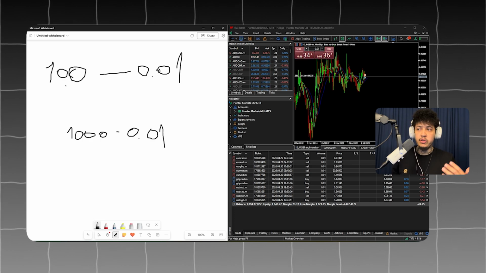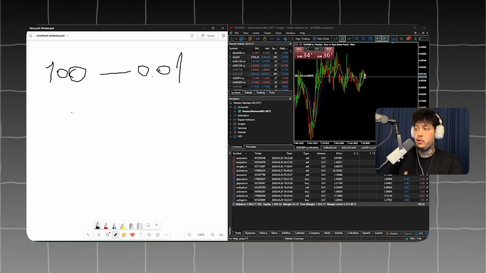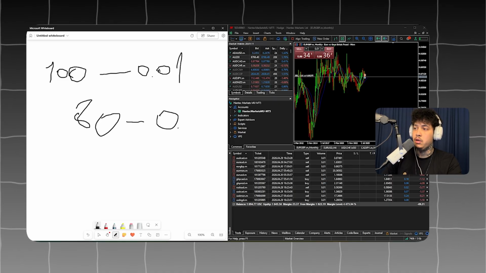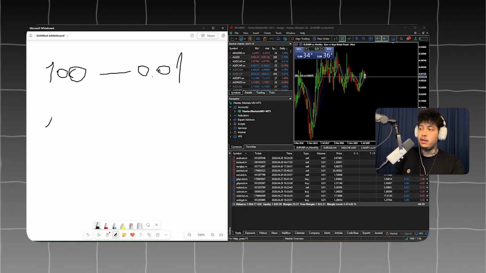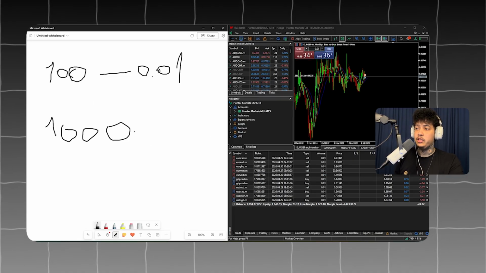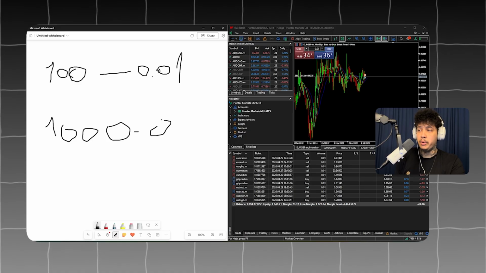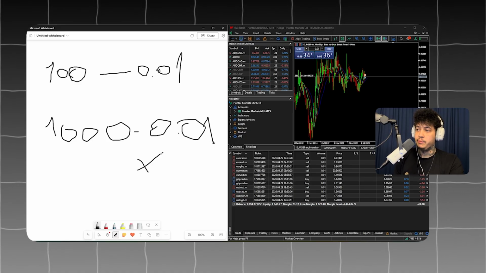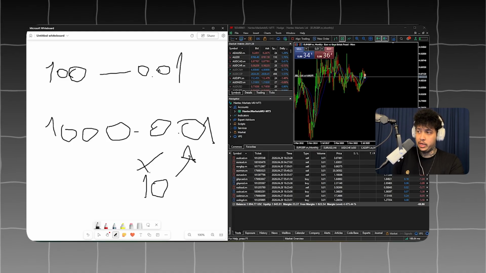You can use the proportional lot size, for example, 80 to 0.01. So you would have done 80 to 0.01, okay? Or 100 to 0.01. That means that if you have deposited $1,000 in your account with 100 to 0.01, how many trades can you open? Or how many 0.01 lot sizes can you open? 10, okay? Because it's 10 times 0.01 or 10 times 100, which is $1,000.